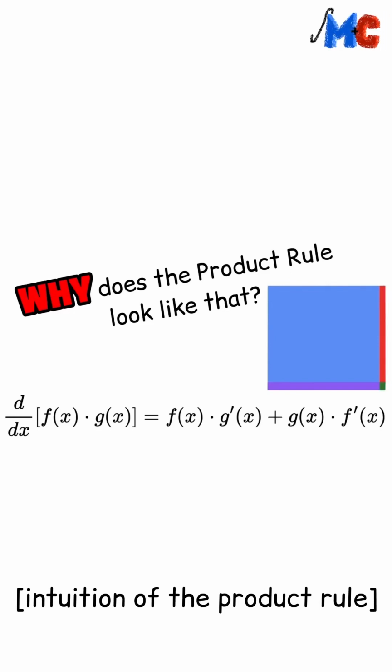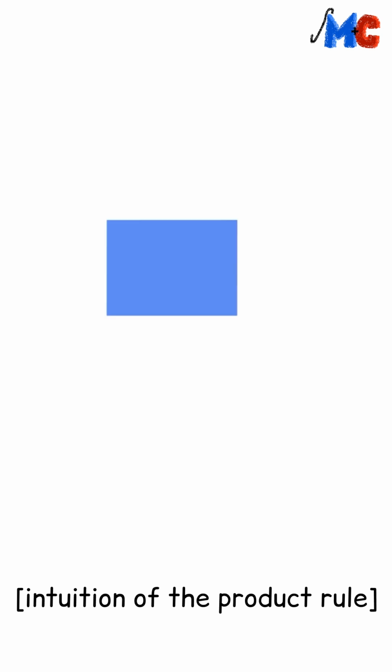Today, the goal is to provide a really nice visual intuition behind the product rule for derivatives. As you can see, we're going to start simply with this blue rectangle, and we're going to represent the side lengths of this rectangle with the variables u and v.